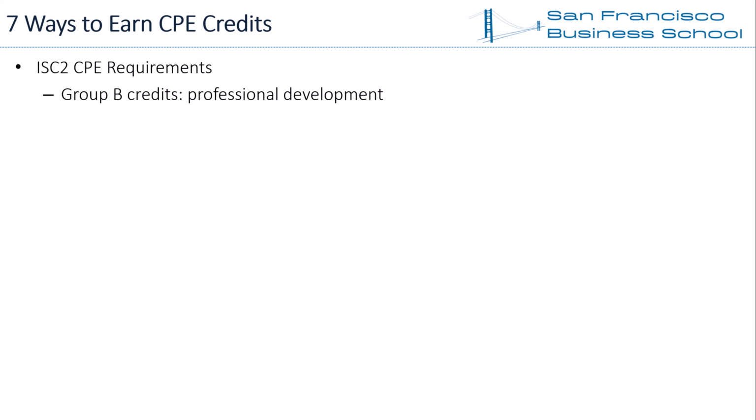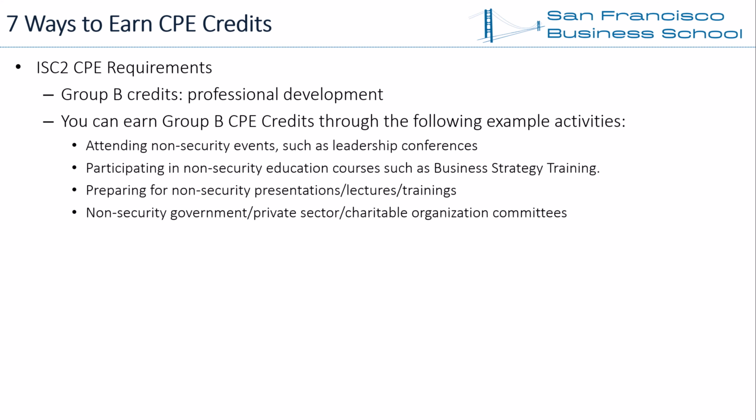While these do not apply directly to the domains, ISC2 recognizes that these skills are vital in the growth of all professionals. You can earn Group B CPE credits through the following example activities. Attending non-security events, such as leadership conferences. Participating in non-security education courses, such as business strategy training. Preparing for non-security presentations, lectures, or trainings. Non-security government, private sector, or charitable organization committees.